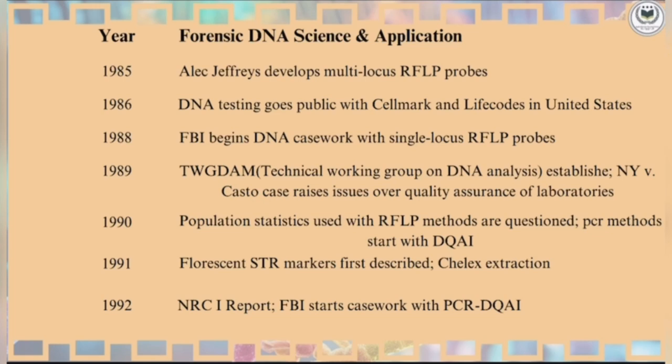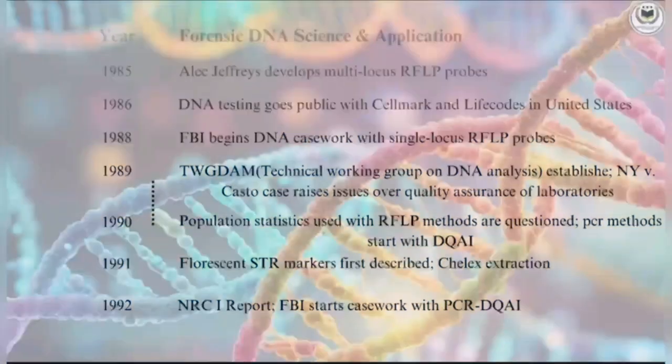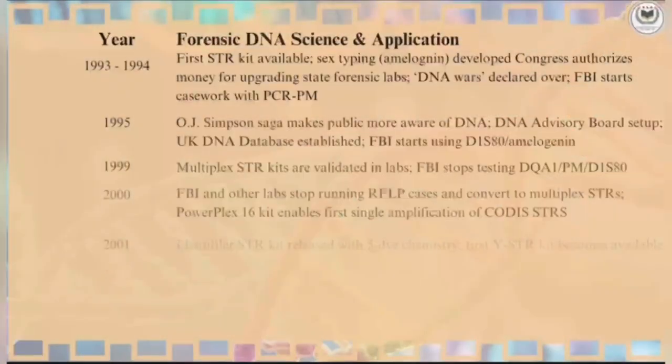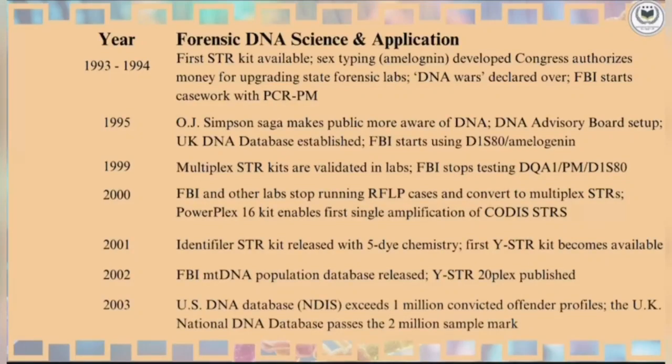In 1990, concerns emerge about the statistical methods used with RFLP techniques. PCR (polymerase chain reaction) methods are introduced, starting with GQ alpha typing. In 1991, fluorescent STR (short tandem repeat) markers are first described and the Chelex extraction method is introduced for DNA sample preparation. In 1992, the first NRC (National Research Council) report on DNA testing is published.